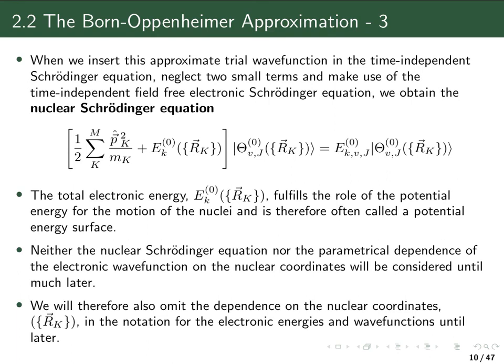In the following chapters, we will only consider the electronic wave function. Only in a much later chapter will we return to the nuclear Schrödinger equation. And therefore, in the following chapters, we will drop the parametric dependence of the electronic energy and the electronic wave function on the nuclear coordinates in order to make the equations less cluttered.